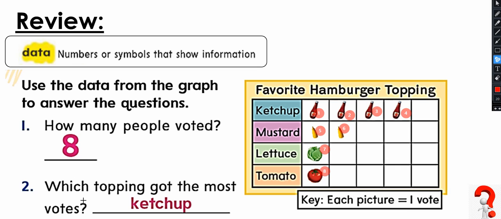Number 2 says, which topping got the most votes? Most means that more people voted for that topping, which is ketchup. How many votes does ketchup have? Okay, 1, 2, 3, 4. 4 votes. So that is why ketchup is the most. Alright, so let's go to the next slide.